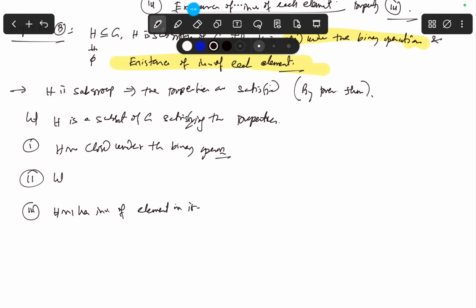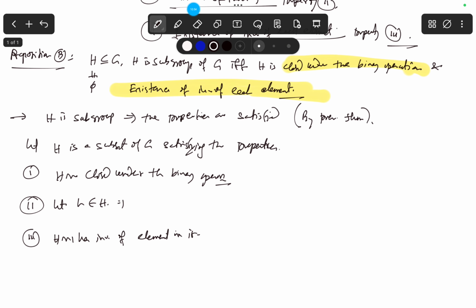So now let small h belong to capital H be an element. From the property that it contains the inverse of each element inside this set, of course we have h inverse in H, right? Now from the closure of the binary operation on H, we have that h times h inverse, which is nothing but the identity element of G, must belong to H. So that means it contains the identity element of G. So all these three properties are being satisfied.